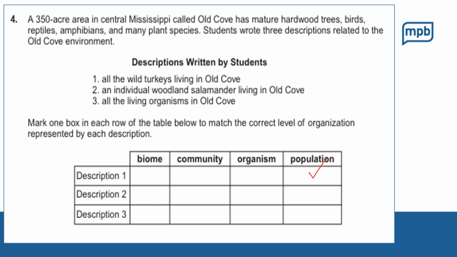Number 2 says an individual woodland salamander living in Old Cove. So this is just one individual creature. What do we call that? Well, description 2 is going to be an organism, okay? And then number 3 says all the living things in Old Cove. So animals, plants, bacteria, all of that stuff in Old Cove. What's that called? That is a community. So these should have been the 3 that we marked off. We're not using biome here at all for this answer. Okay, great job. Let's go on to the next one.